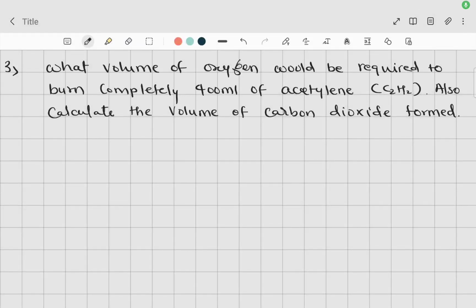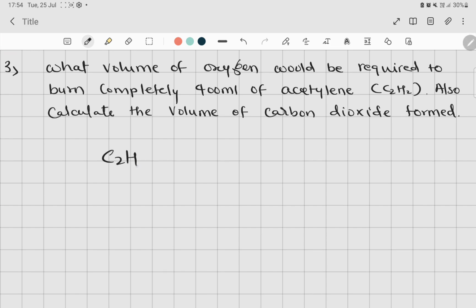The question is, what volume of oxygen would be required to burn completely 400 ml of acetylene, that is C2H2? Also calculate the volume of carbon dioxide formed. So it's a very simple reaction. Always remember that whenever a hydrocarbon burns or reacts with oxygen, it produces carbon dioxide and water.